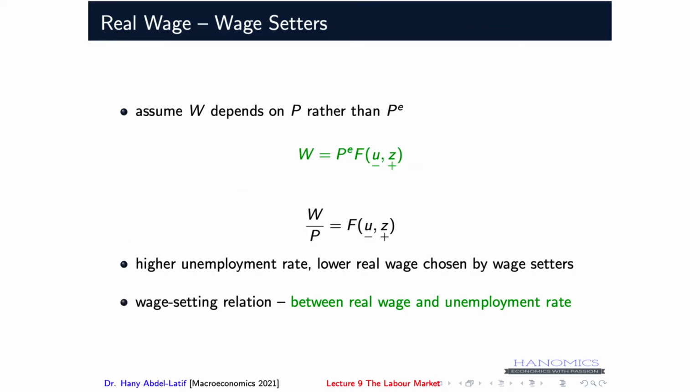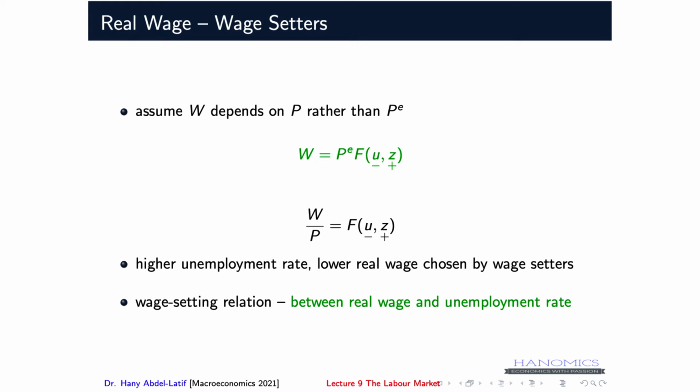So to sum up, let's look at what we did before, wage setters. How wages are determined, we already know that, so there's nothing new here. Wage depends on the expected price level, PE, and then the unemployment rate, and Z. For now, later we'll relax this assumption. For now, let's assume that W depends on the price level, the actual price level, not the expected price level. So basically I just assumed that P equals PE. So they are the same. So wages depend on the actual price level.